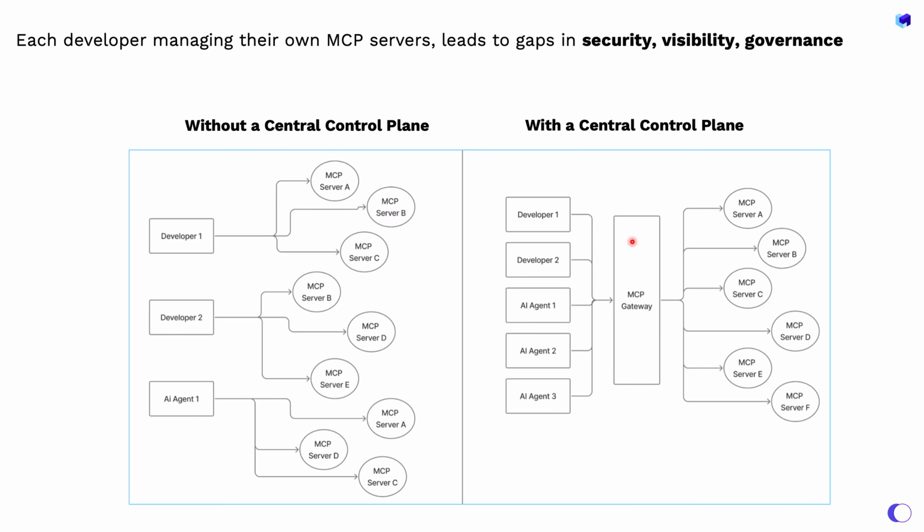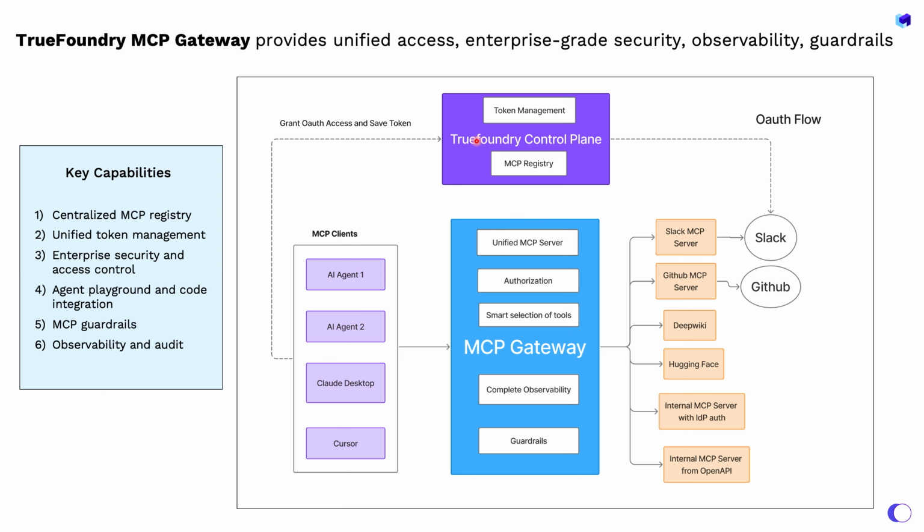So TrueFoundry MCP Gateway is a central control plane that provides unified access, enterprise-grade security, observability, and guardrails to MCP servers. It consists of a centralized MCP registry where all of the MCP servers have to be first registered with their respective auth mechanisms.